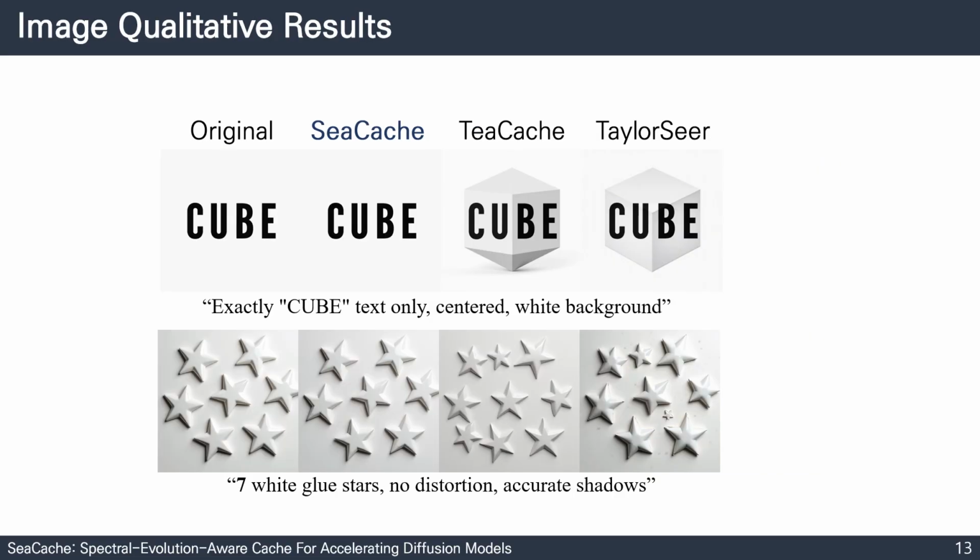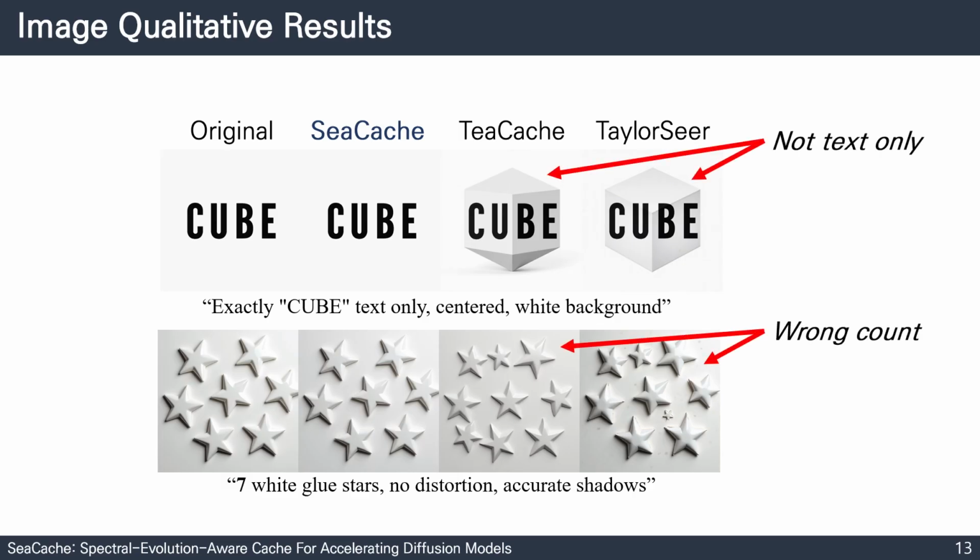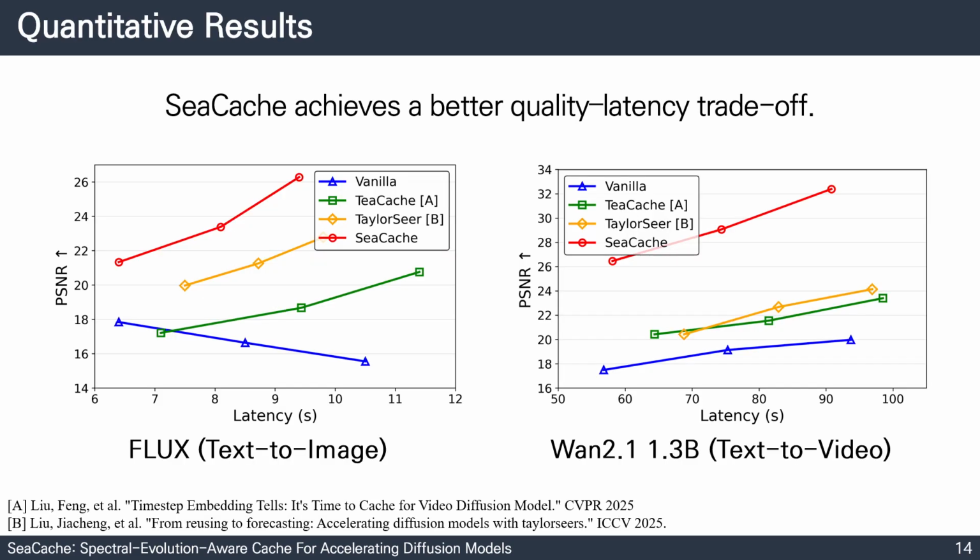We observe similar improvements in image generation. In the first row, SeaCache better follows the original white background image. In the second row, SeaCache generates 7 stars matching the original generation. The quantitative results further support our findings. For both image and video generation, SeaCache achieves higher quality with lower latency compared to previous caching methods.